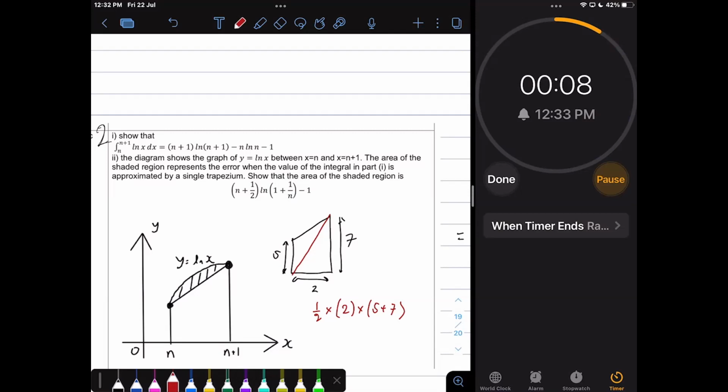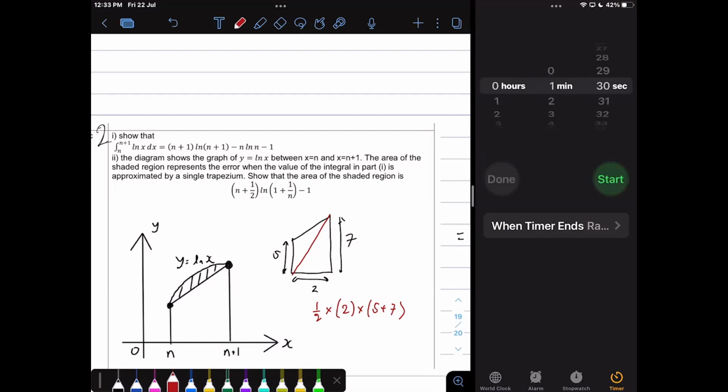10 seconds. Okay, time's up. Please send. I cannot simplify. Okay, show me your working so far. Whatever you have.